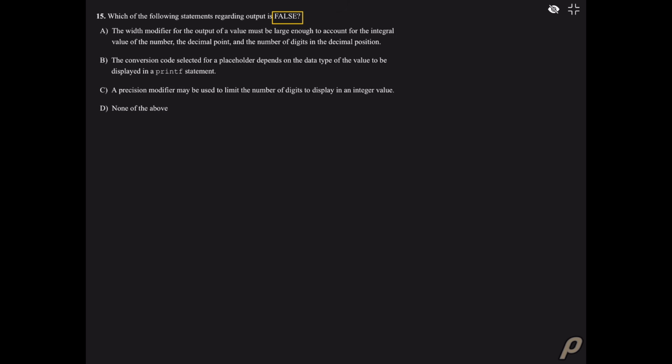So this integral value of the number, this is the same thing as just saying the integer value. And so is this statement true or is this statement false? If you think about it for a little bit, this statement is actually true.